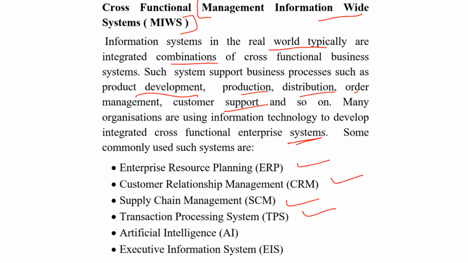Then TPS, transaction processing system. This system processes all the day-to-day activities and transactions of the organization, and it stores them in the form of data which can be used by any information system whenever it is required. Then one more, artificial intelligence. As its name suggests, the intelligence of humans is replaced by the computer. With the help of this type of system, they can take decisions very quickly, rapidly, without mistakes. And then the last one, EIS, or executive information system, sometimes also called executive support system.